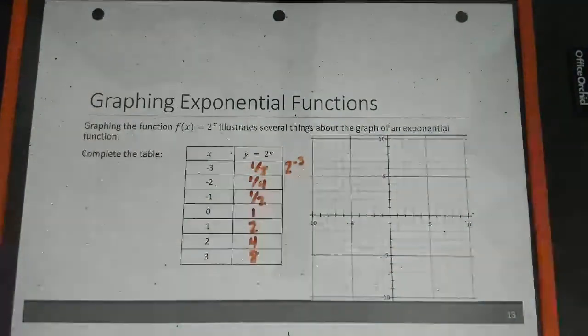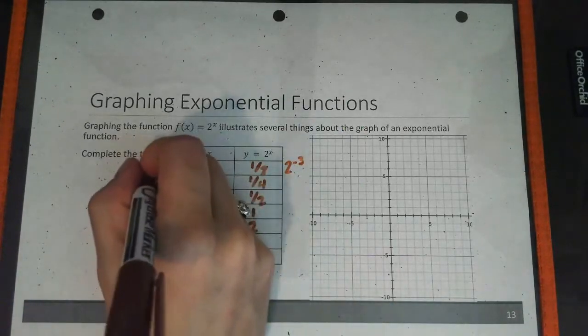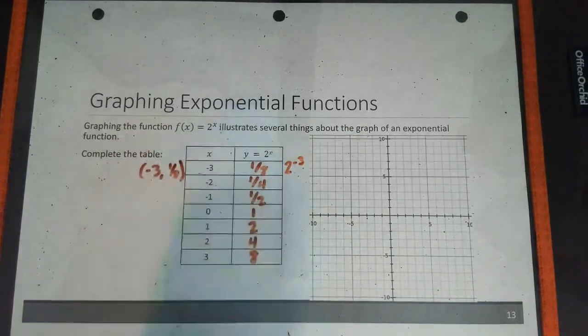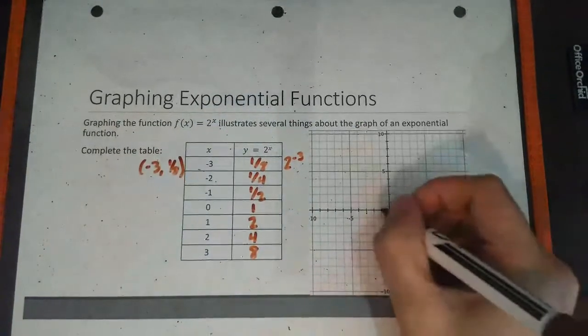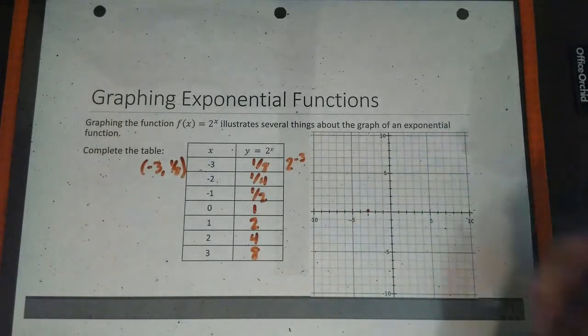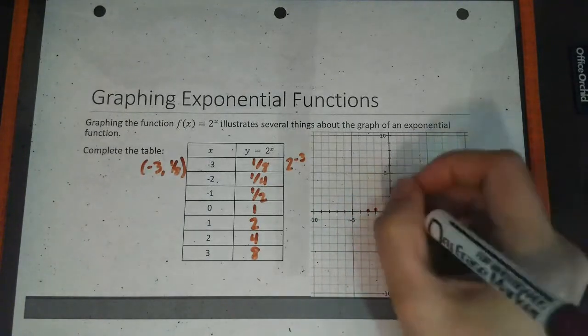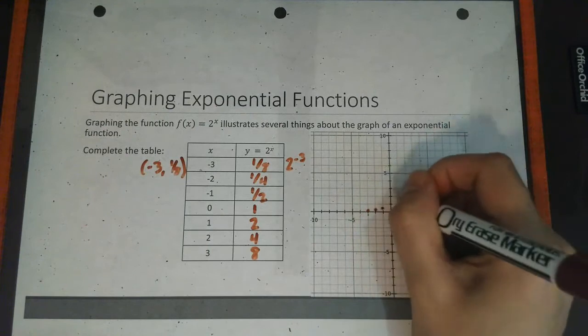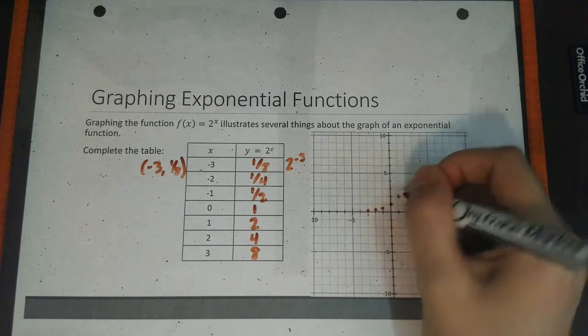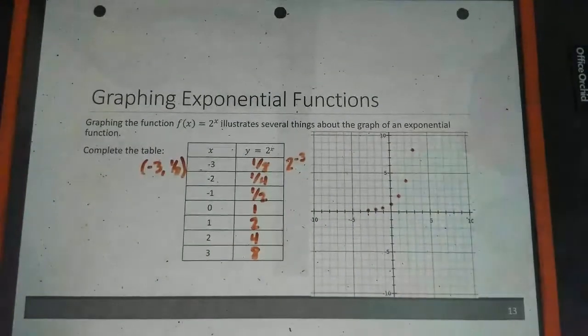Now remember, each row on this chart is giving me an ordered pair that I can plot. So -3, 1/8. That's going to be a point on my graph. So I find -3, 1/8, that's going to be about here. -2, 1/4, about there. -1, 1/2. 0, 1. 1, 2. 2, 4. 3, 8. And I think we're starting to get an idea of what this graph is going to look like.